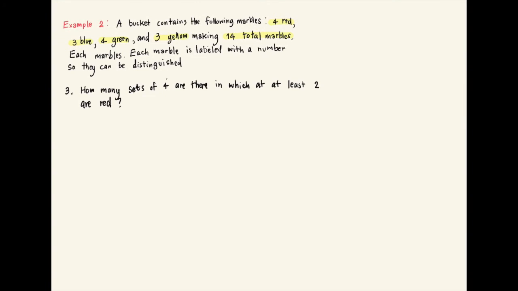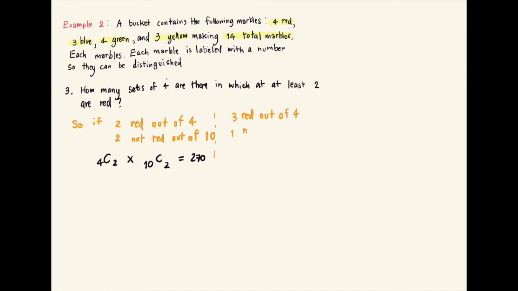So the last question is question 3. How many sets of 4 marbles are there in which at least 2 are red? So the way we do this is we have to find out how many sets of marbles have at least 2 that are red. So we have 2 red out of 4 marbles and 2 not red out of 10, 3 red out of 4 marbles and 1 not red out of 10, and 4 red out of 4 marbles.